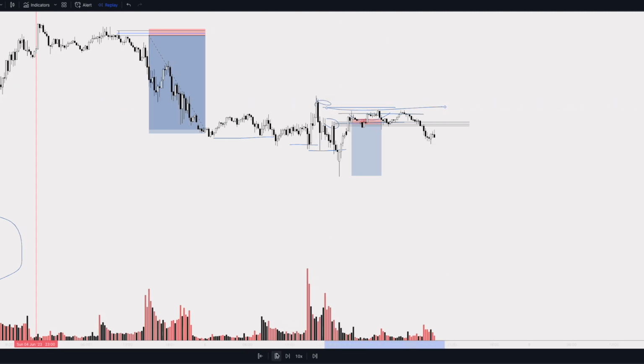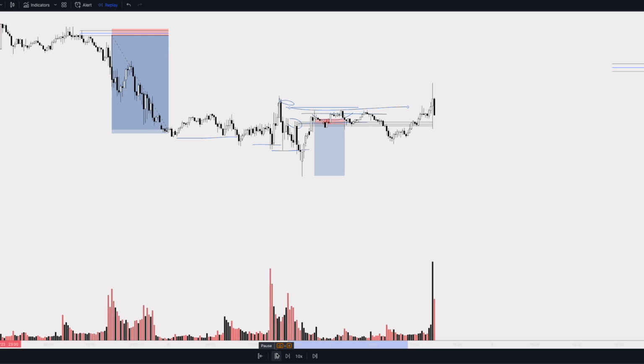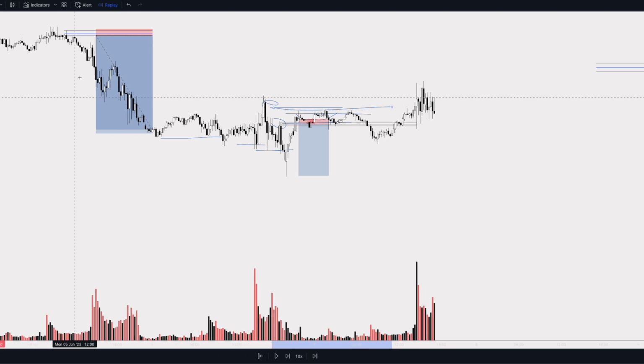So if we still play it, yeah, that's fine. But don't forget, we've had this pullback here. We've come back to over 50%. You know what I mean? You should never be looking to sell here. But this is just to journal anyway.